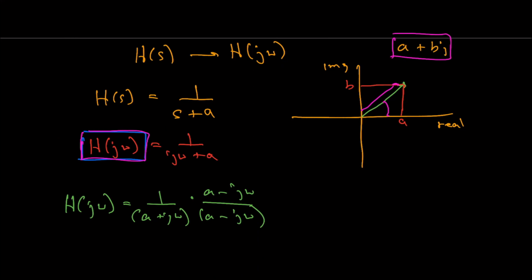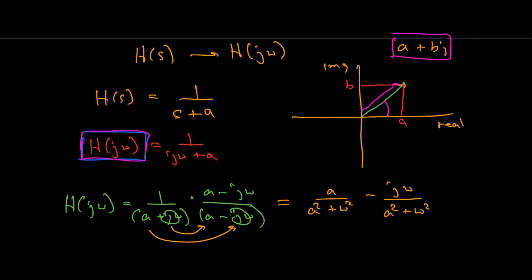And when you multiply two conjugate complex numbers, you eliminate the real parts. Sorry, you eliminate the imaginary parts. These bits basically disappear because you get j squared, which turns into -1, and then the ja and ajw add up to nothing, so they disappear. So the complex number completely disappears. So what I end up with is a over a squared plus omega squared, minus j omega over a squared plus omega squared.